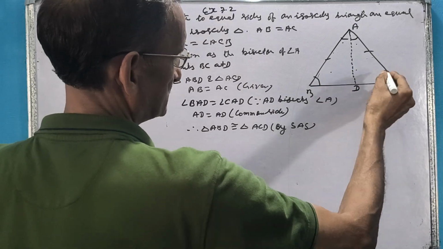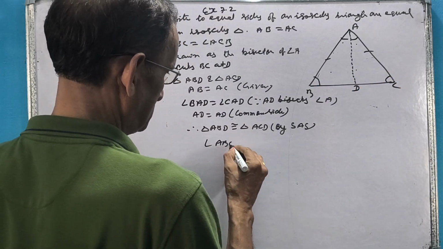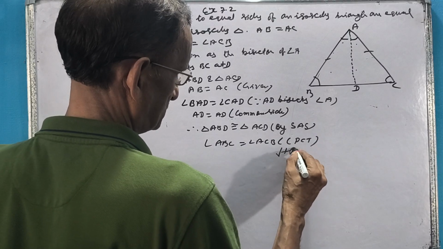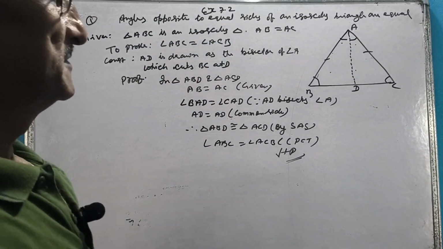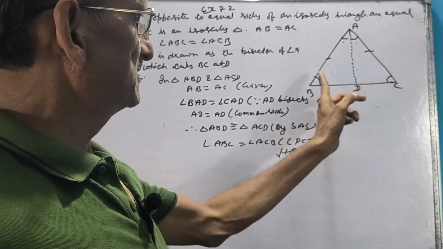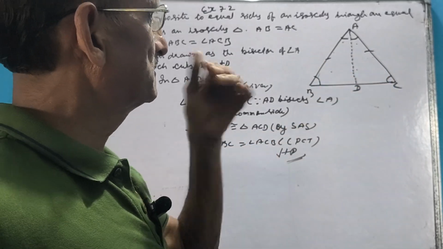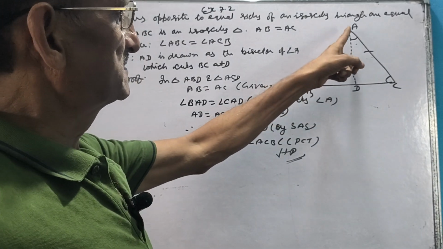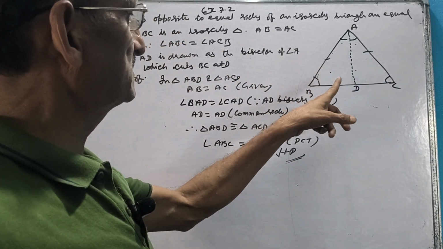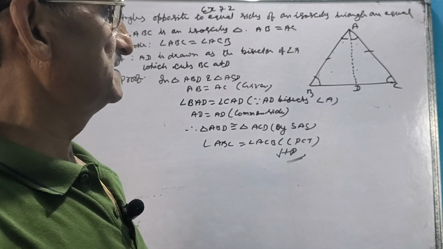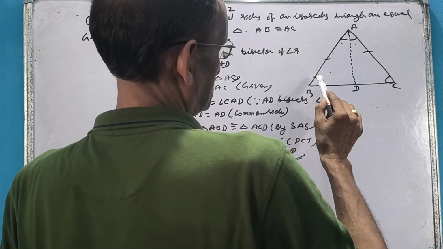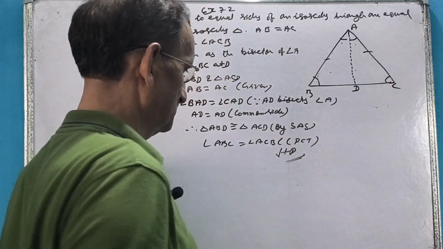Triangles are congruent, therefore this angle will be equal to this angle. Therefore, angle ABC is equal to angle ACB, by CPCT, hence proved. We have AB equal to AC given. We are required to prove angle B equal to angle C. Angles opposite to equal sides of a triangle are equal. So for that we need to draw the construction AD as the bisector of angle A which cuts BC at D. We will get two triangles, triangle ABD and triangle ACD. Now I will prove these two triangles congruent by SAS. Therefore corresponding parts, angle B equal to angle C.